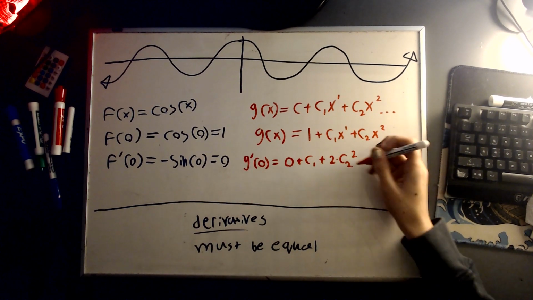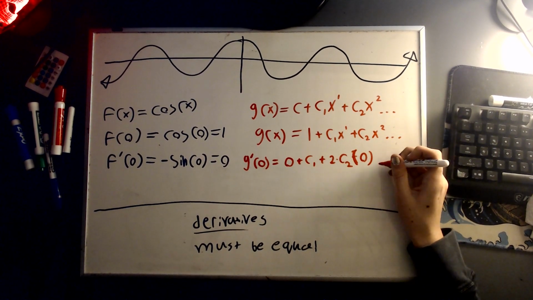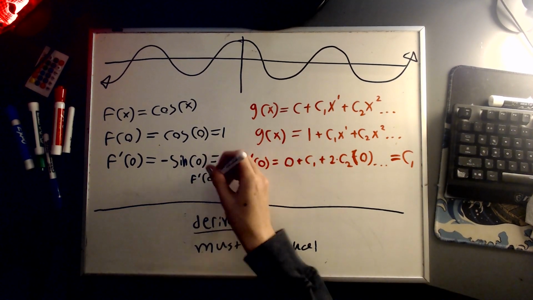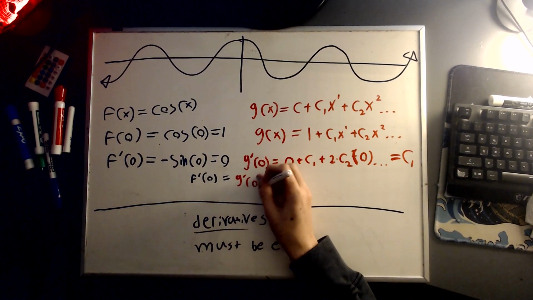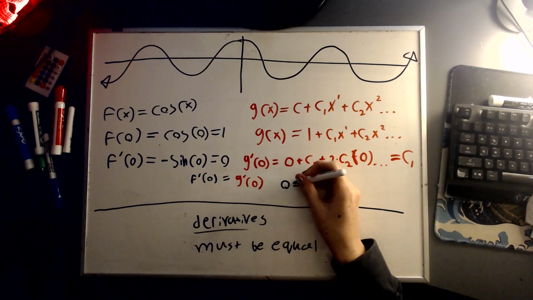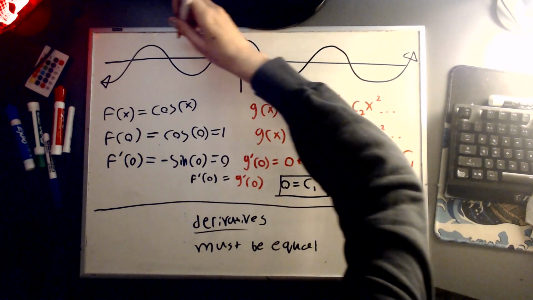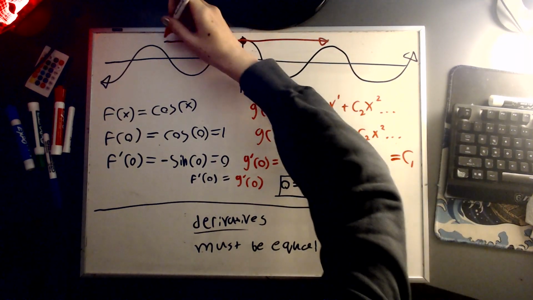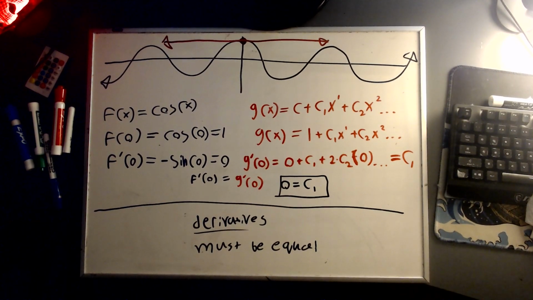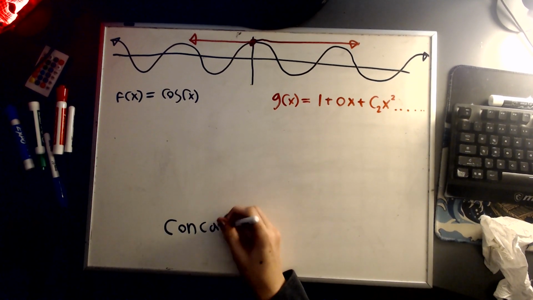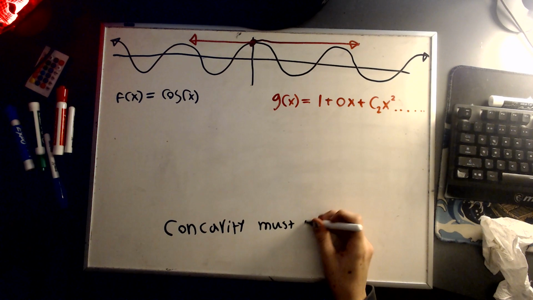So the derivative of f at 0, or f prime of 0, would be negative sine of 0, which equals 0. On the other side, the derivative of our current Taylor series, 1 plus c1 times x, would be 0 plus c1, according to the power rule. So if we equate the two functions and solve for c1, the first coefficient of our Taylor series would be equal to 0.